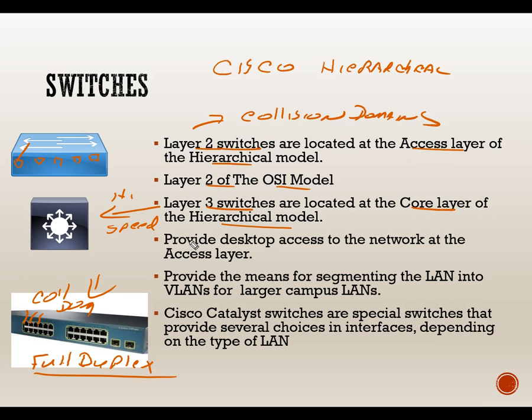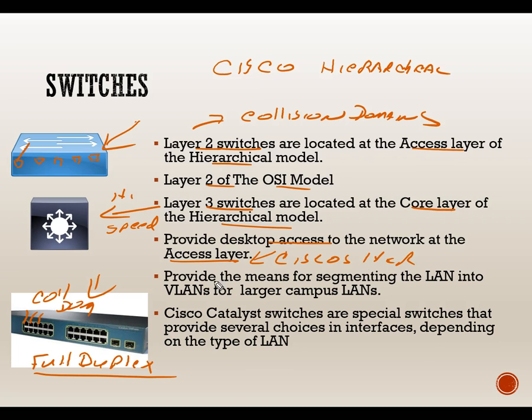I've said in a lot of classes that I've done, and this is true, if I can only have one device to be added to my network from the originals, it would be the switch, because it provides so much more to us, provides speed, and later on, we're going to be able to provide some security with it. It provides desktop access to the network at the access layer, and this is again the access layer of the Cisco hierarchical model.